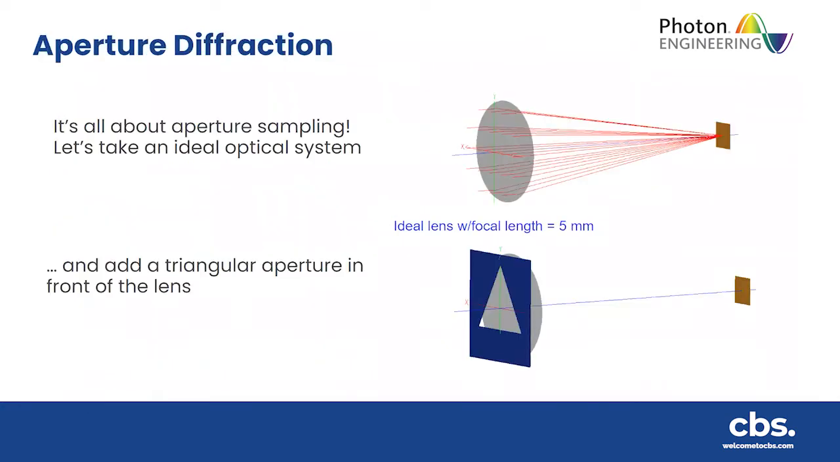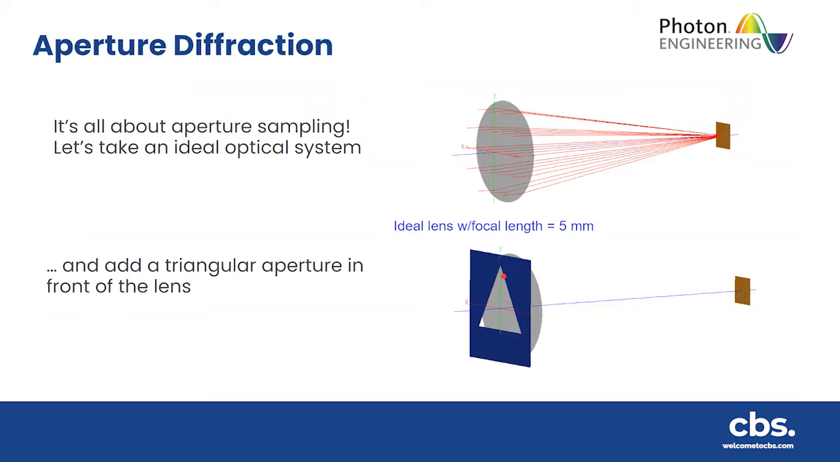Okay, so today we're talking about diffraction. I want to start with one of the simplest examples I can think of, which is quite simply a lens. Here I'm using FRED's perfect ideal lens, and we're focusing a coherent beam onto a detector. The detector's at the focal length. So that's quite straightforward. Then all we're going to do to simulate diffraction is put an aperture in front of the lens, so we clip the beam into this triangle shape in this example.